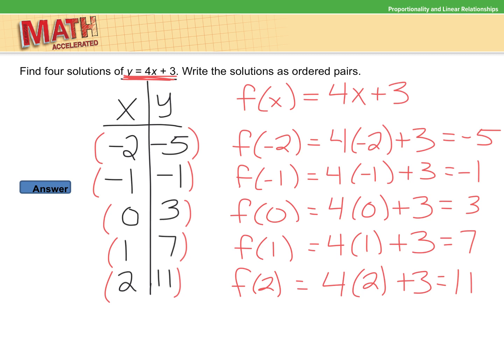So now, what do you think we're going to do with those? Graph them. We're going to graph them, okay? Go ahead and draw a graph somewhere. I'm going to draw one right here.